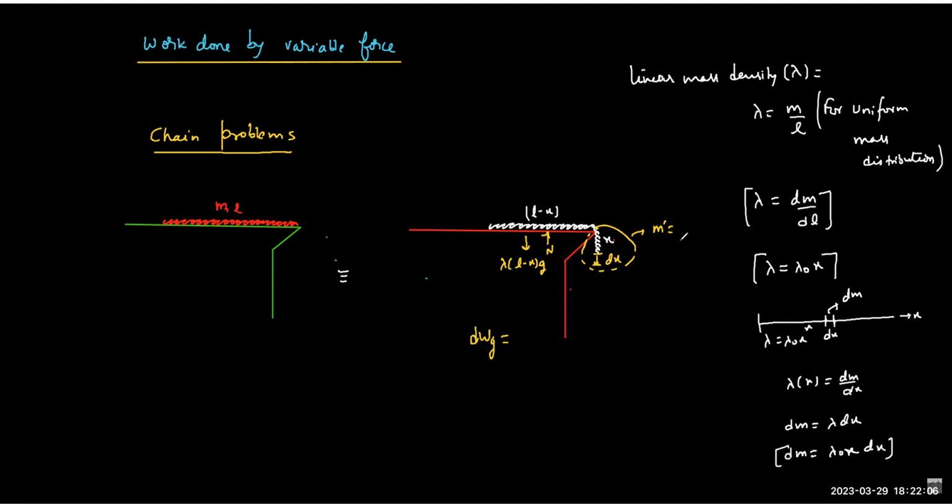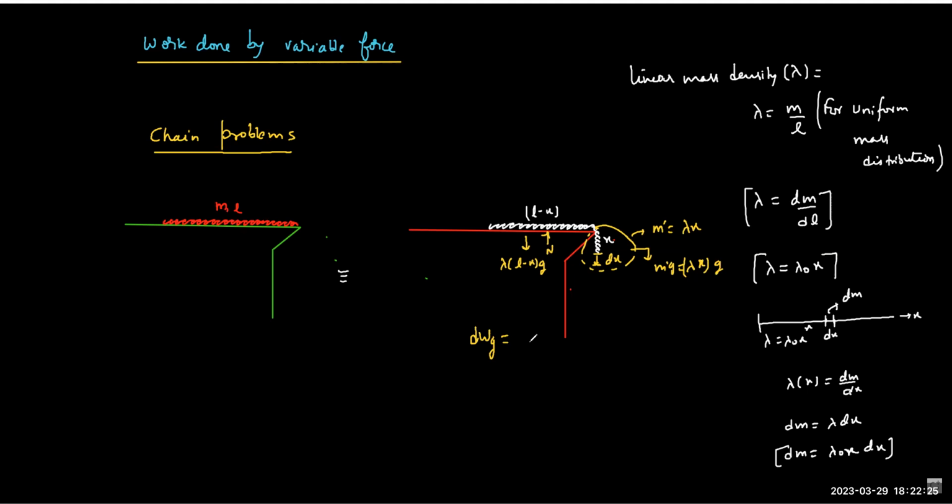Tell me. Lambda x. Very good, just lambda x. Lambda is the mass per unit length, into x, or you can say m by L into x. So the gravity force acting here is how much? M dash g, which is lambda x into g.